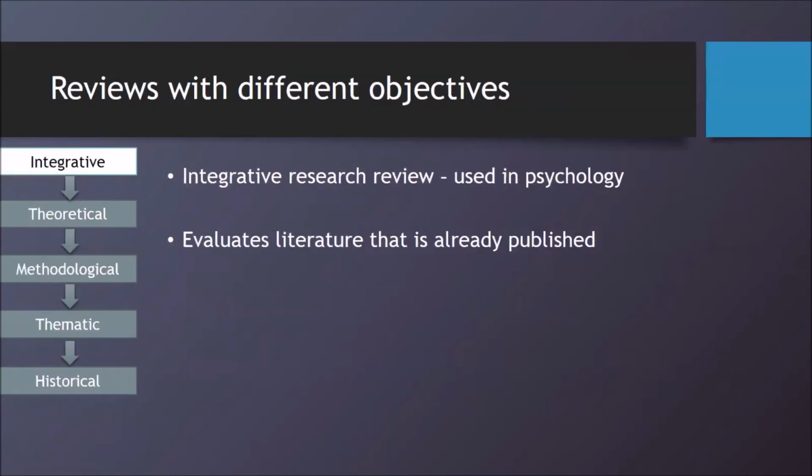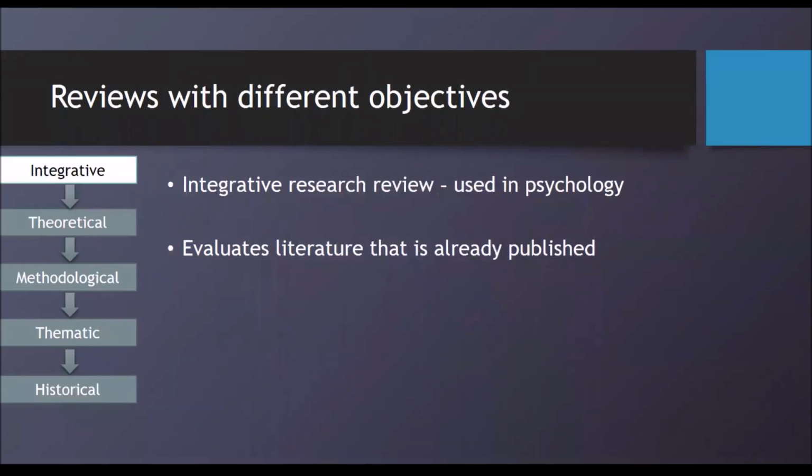Now, these are the main research literature reviews which you will see in journal articles, but there are some kinds of literature reviews which you may not find in physiotherapy, but they are important when you are trying to do systematic reviews, or when you're trying to know interdisciplinary sciences like psychology. Now, there are some reviews which get classified into integrative research review, theoretical reviews, methodological reviews, thematic, and historical.